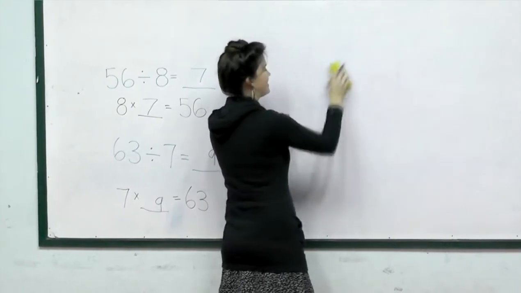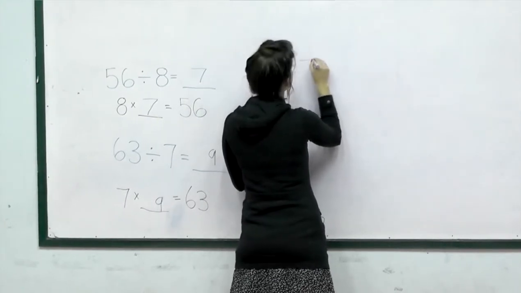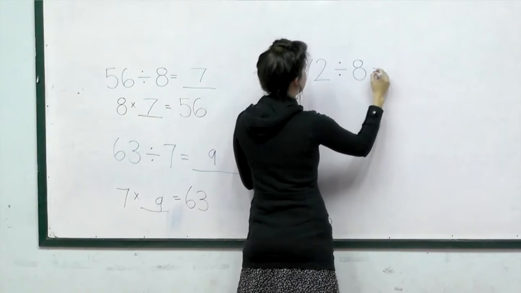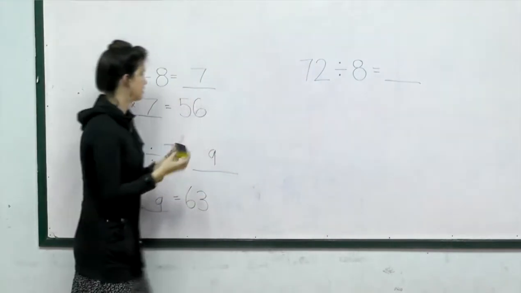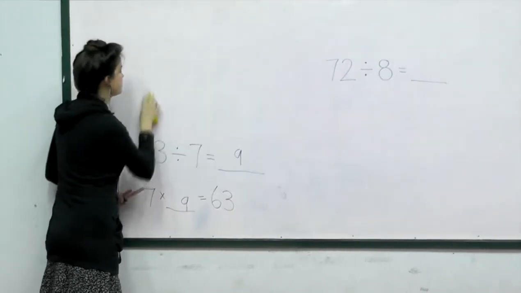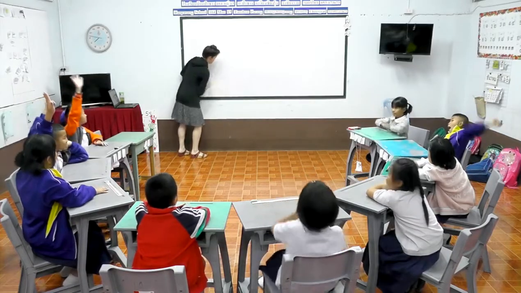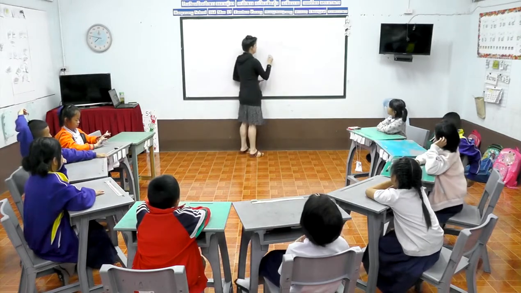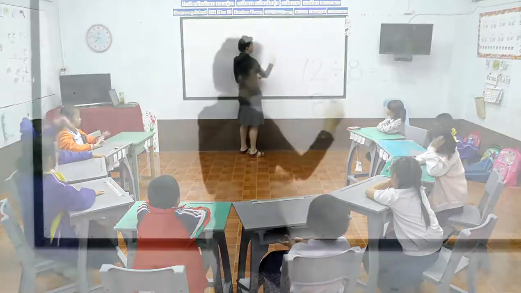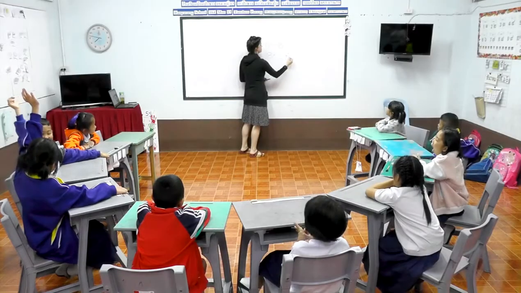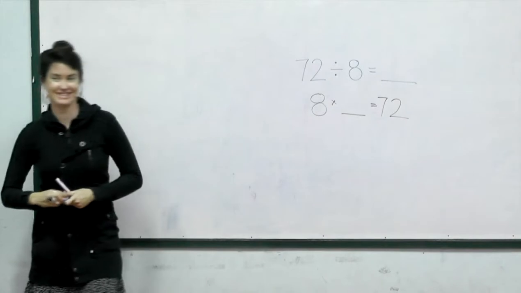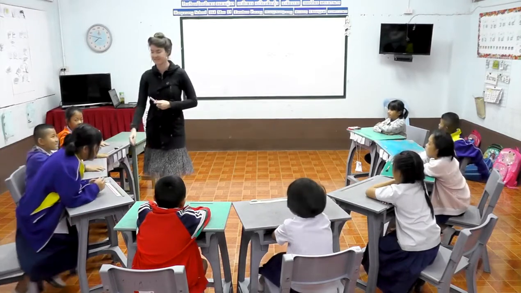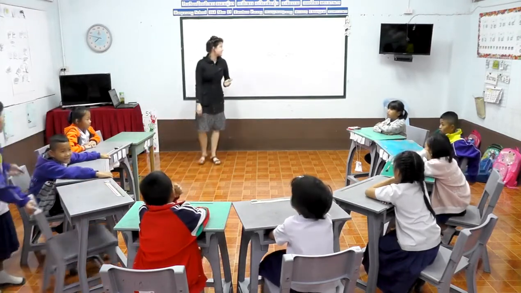I'm thinking multiplication. We need to do some division. 72 divided by 8 equals what number? How can we turn this into a multiplication problem, friends? Good. We can think 8 times what number, or blank, equals 72. Got an idea? There you go. Come write it for us. Easy. Good. So that's a quick, easy way.